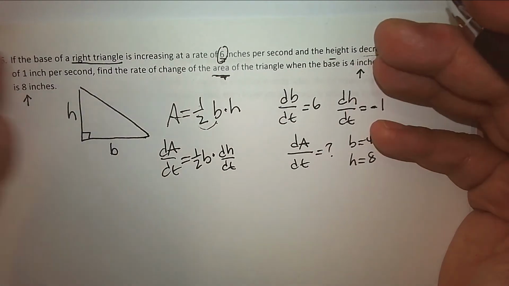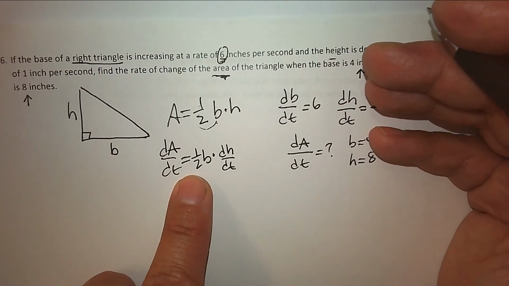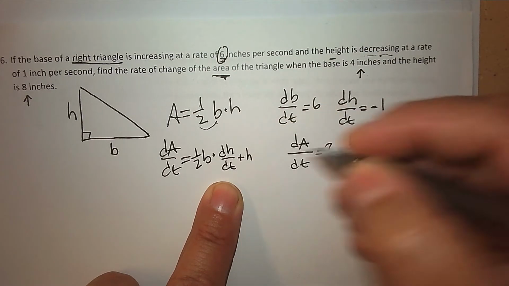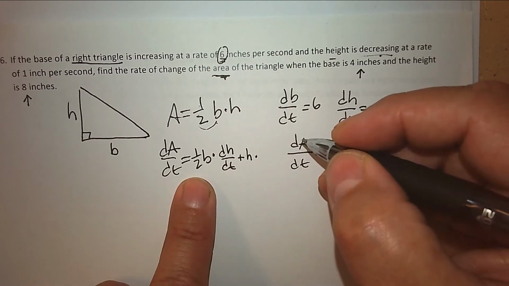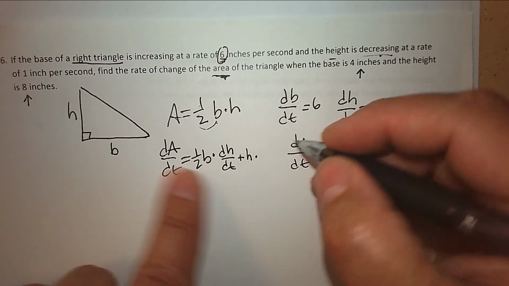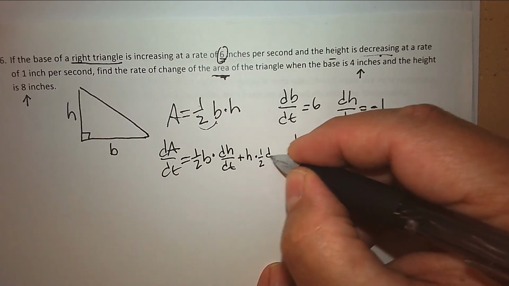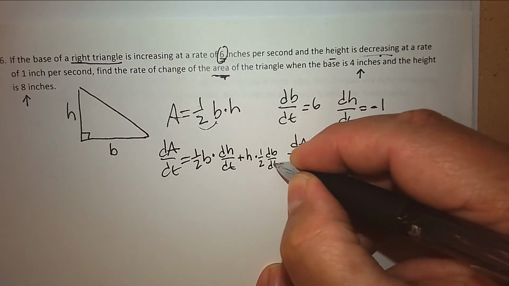Then what's the second part to the product rule? So the first times the derivative of the second plus the second times the derivative of the first. So the derivative of 1/2 b is 1/2, but then I need the hook, which is db by dt, because it's with respect to time.